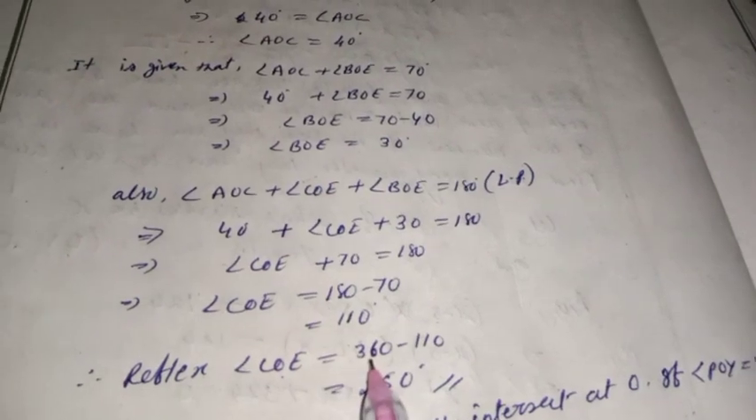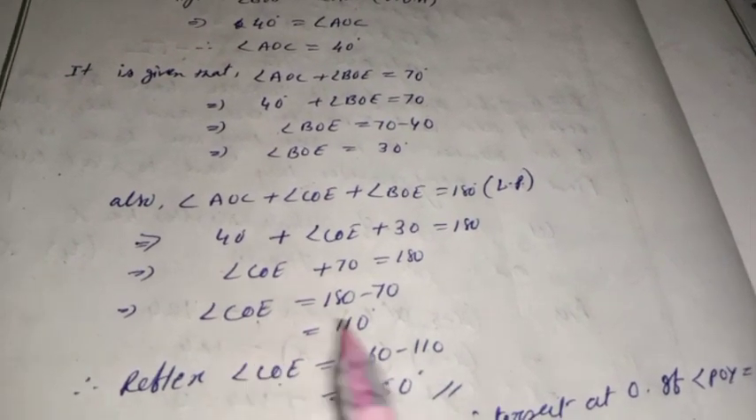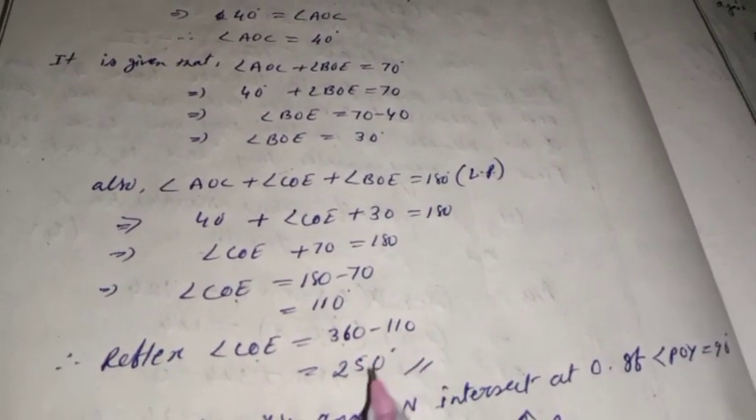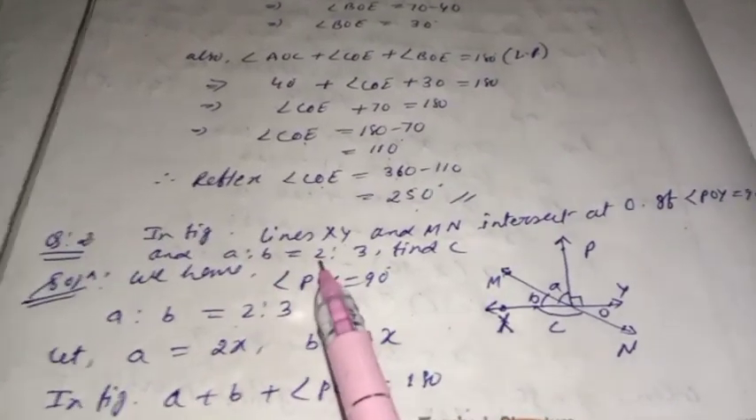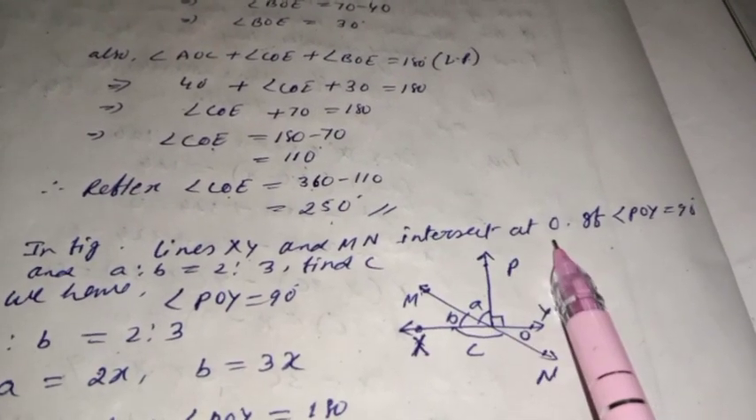That is why reflex COE is equal to 360 minus COE. Minus COE means how much? 110. So 360 minus 110 is 240. Clear?